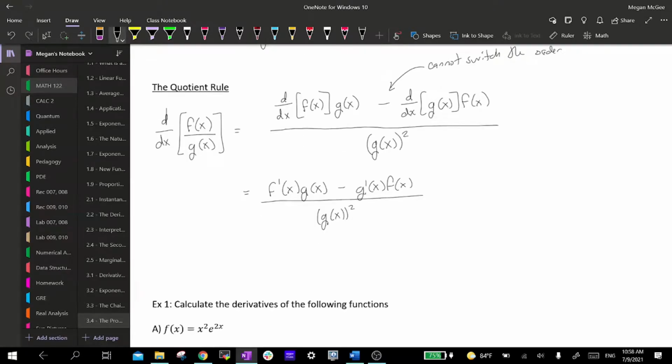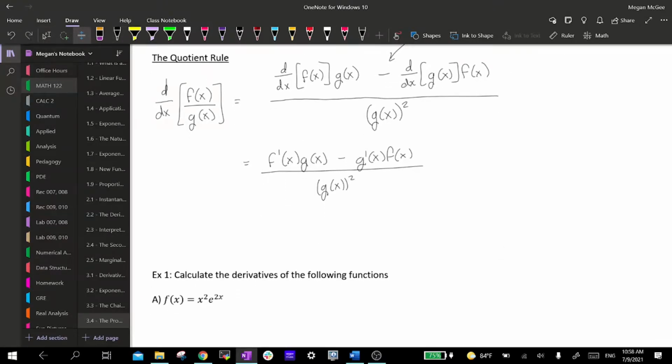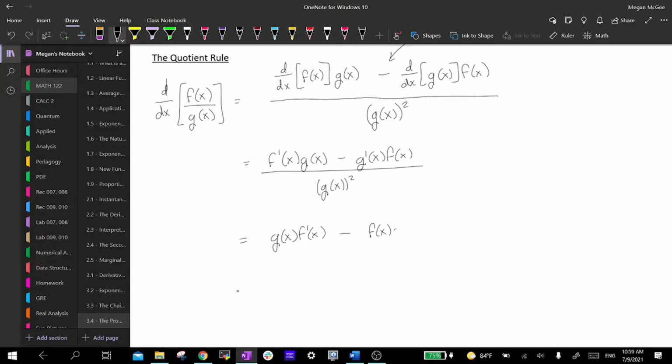And if we rewrite it one more time, I'm just going to switch the order of multiplication. That is commutative, right? So f prime of x times g of x is the same thing as g of x times f prime of x. I just can't switch this subtraction around. And I promise I have a reason for rewriting it like this.